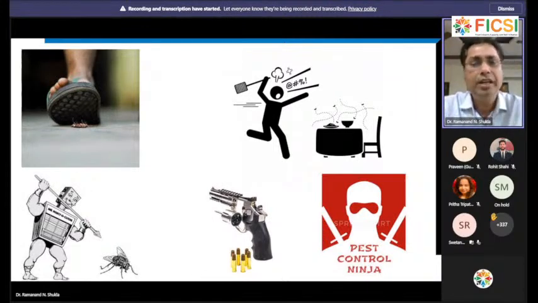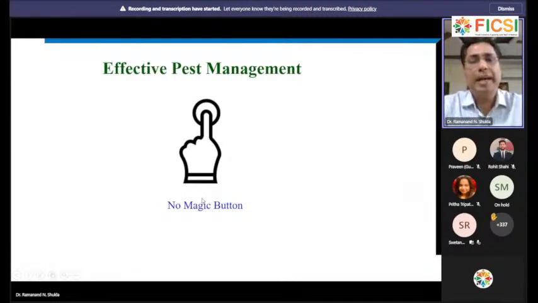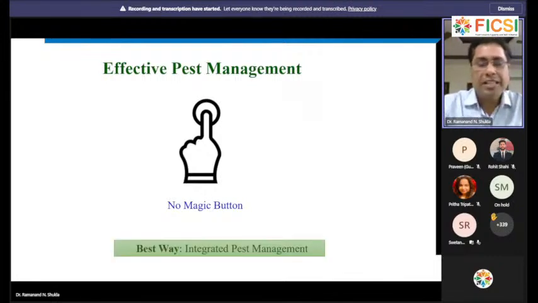So how do we manage pests? What is the right way to do it? Let me be very honest here. There is no magic button for effective pest management, right? There is no single way to do it. The best way, however, is integrated pest management. You can't just look at chemical control, right?